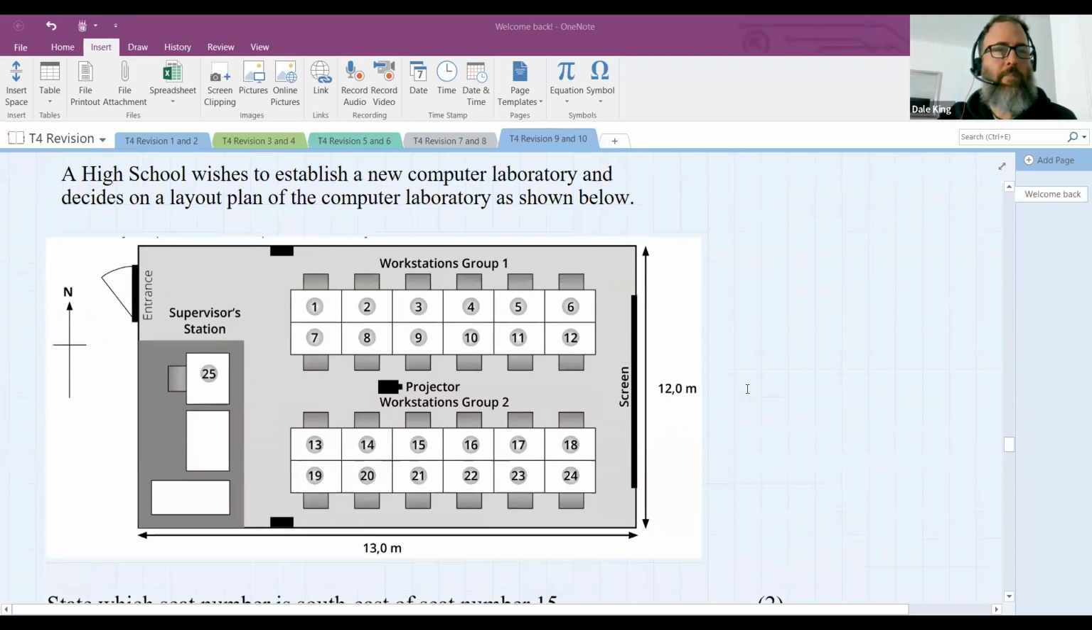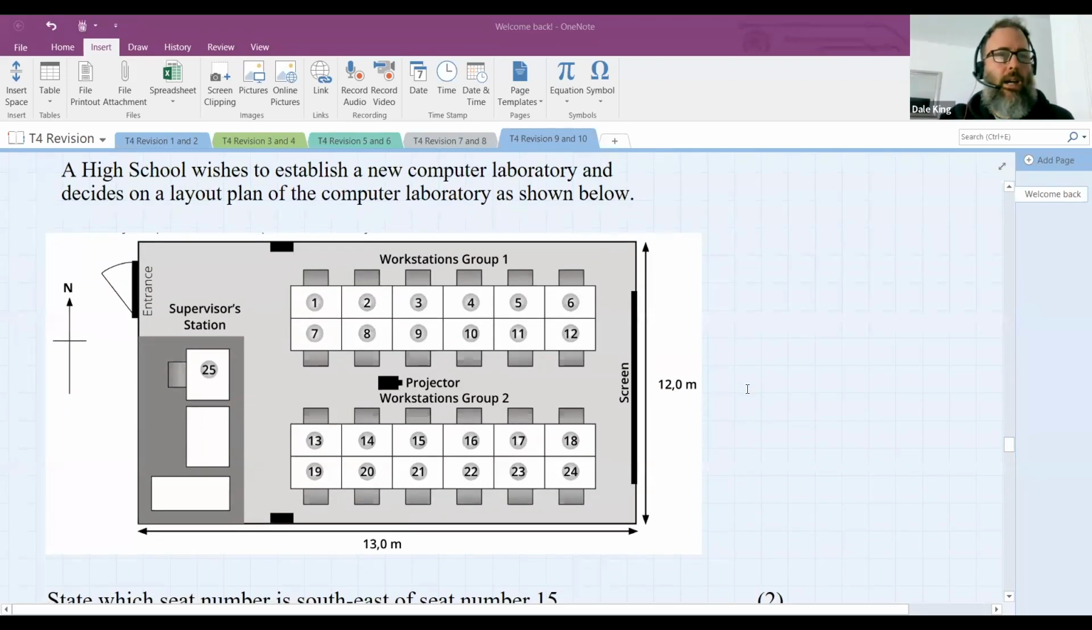Right, here's the scenario. A high school wishes to establish a new computer laboratory and decides on a layout plan for the computer lab as shown below. So it's a new computer lab, right? There's the diagram for the plan of the computer lab. We've got a supervisor station or teacher station on the left-hand side there.